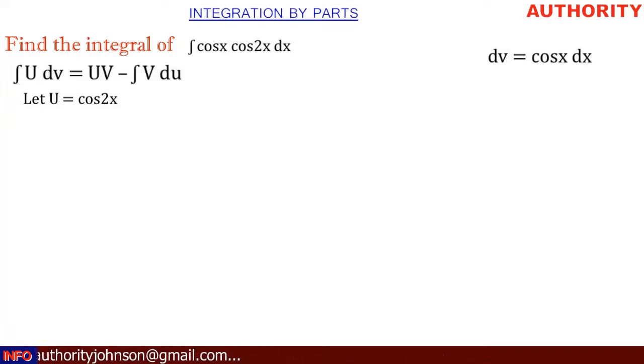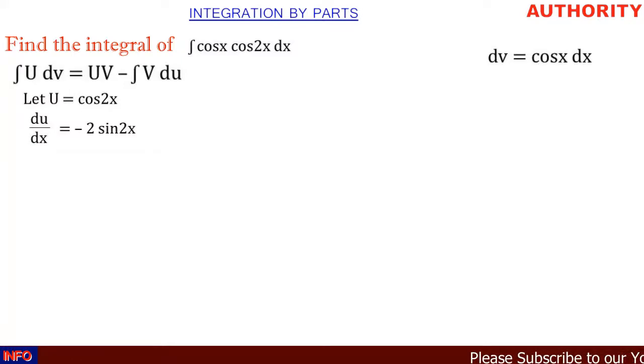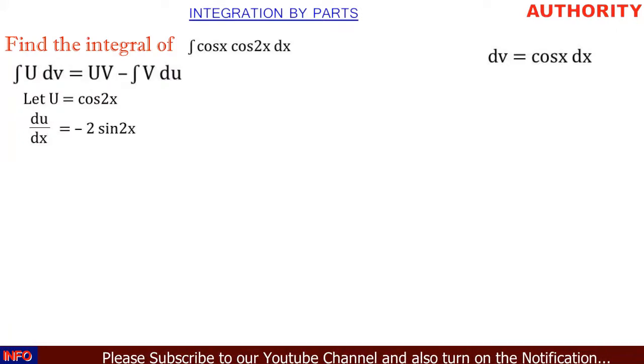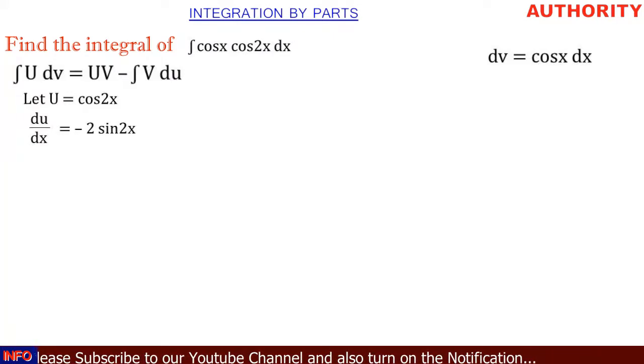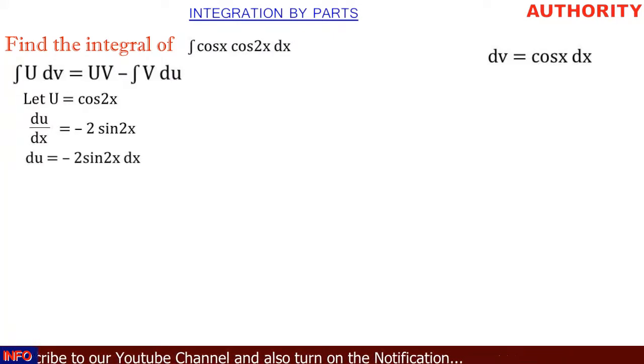Now here we have u equal to cos 2x. Let us differentiate this with respect to x. That means we are going to have du over dx equal to minus 2 sine 2x. We are interested in making du the subject, so we cross multiply. When we cross multiply, we have du equal to minus 2 sine 2x dx. Let's keep this.